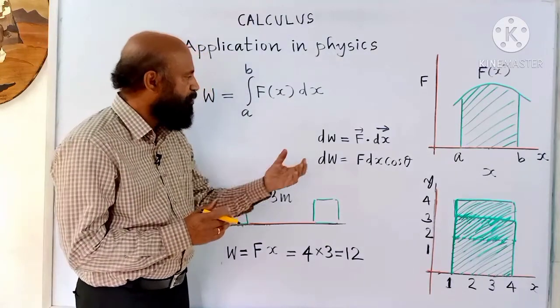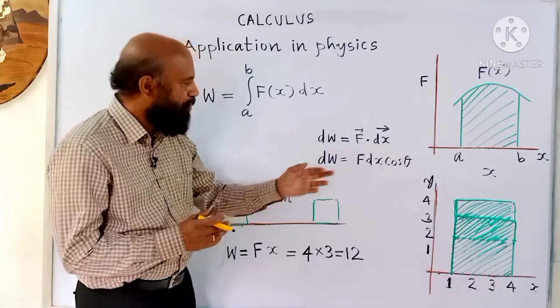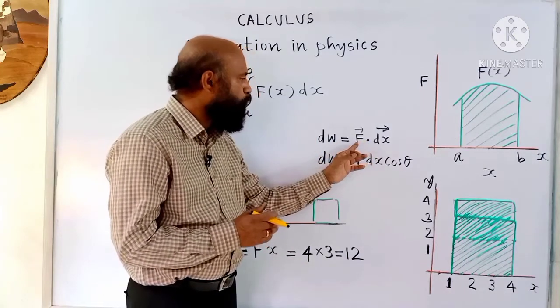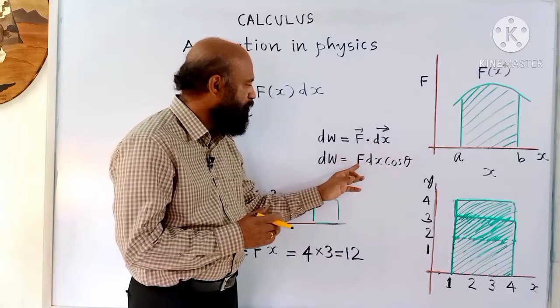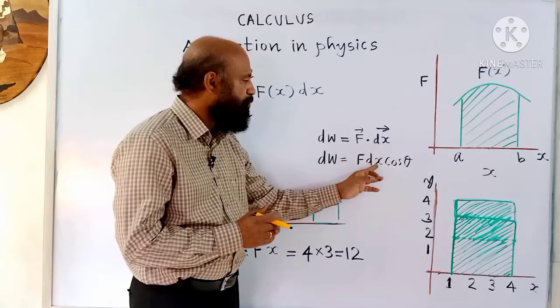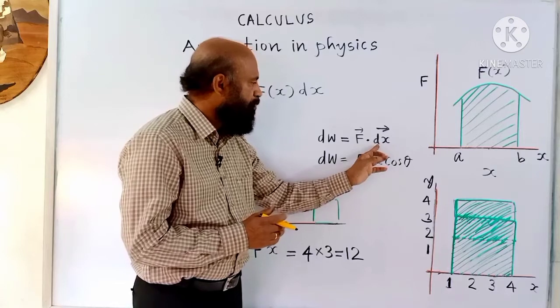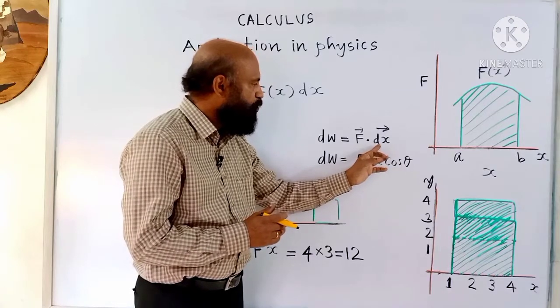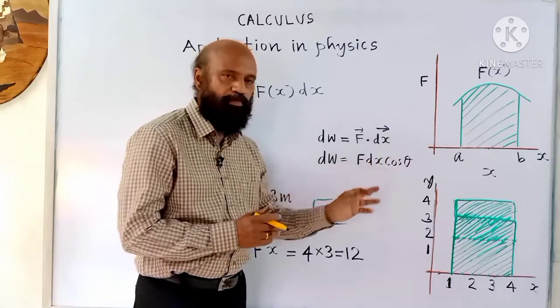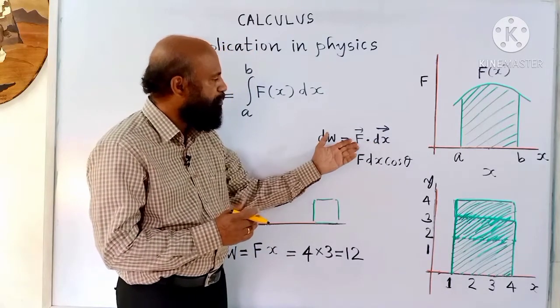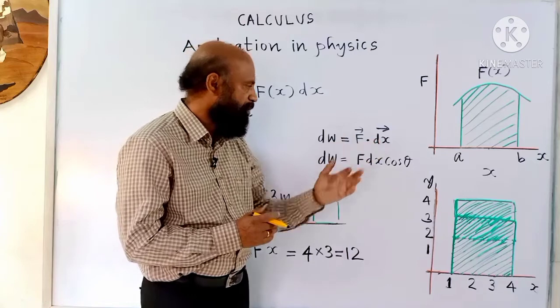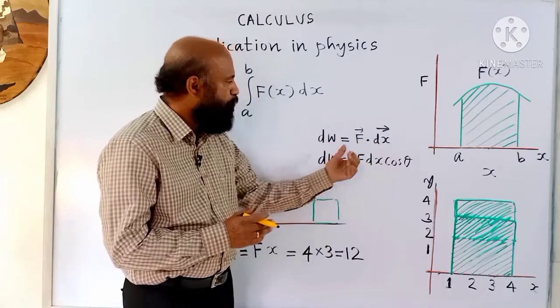In physics, work done by a force is the dot product of force and displacement. When you take the dot product, it is F dx cos theta. Here, dx vector is the displacement. Force and displacement need not be in the same direction. Theta is the angle between force and displacement.